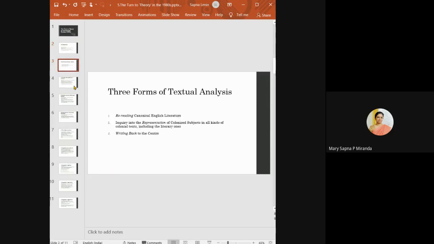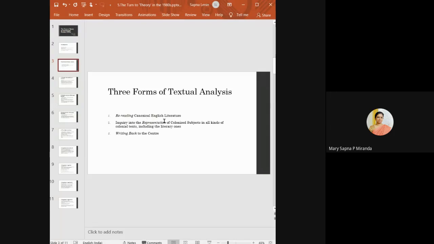Now, under postcolonial studies, there are three ways. Please remember this. There are three forms of textual analysis. That is, they look into a text from three perspectives. There are three ways of understanding text from the colonies. It also involves text from the colonized as well as the colonizers. So please remember that. Anyone with this colonial experience, so text from colonial backgrounds.